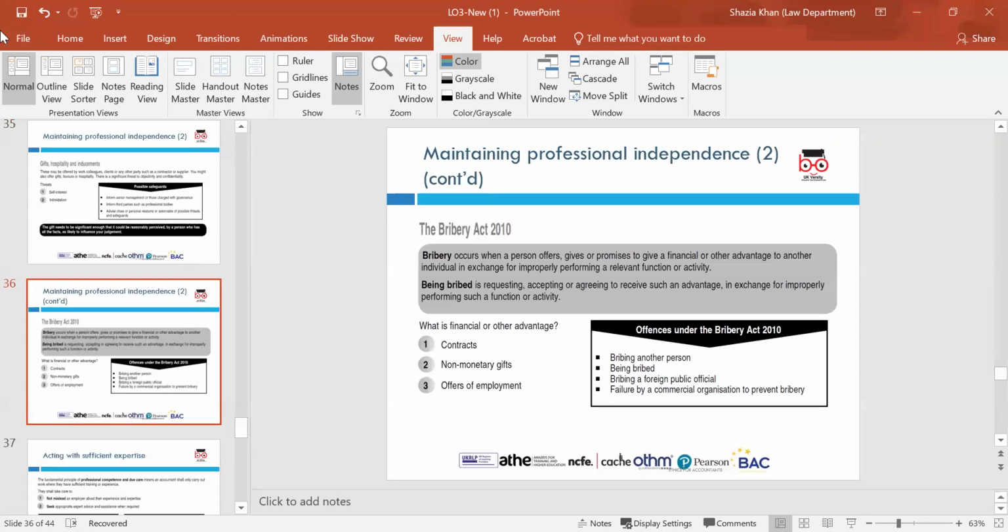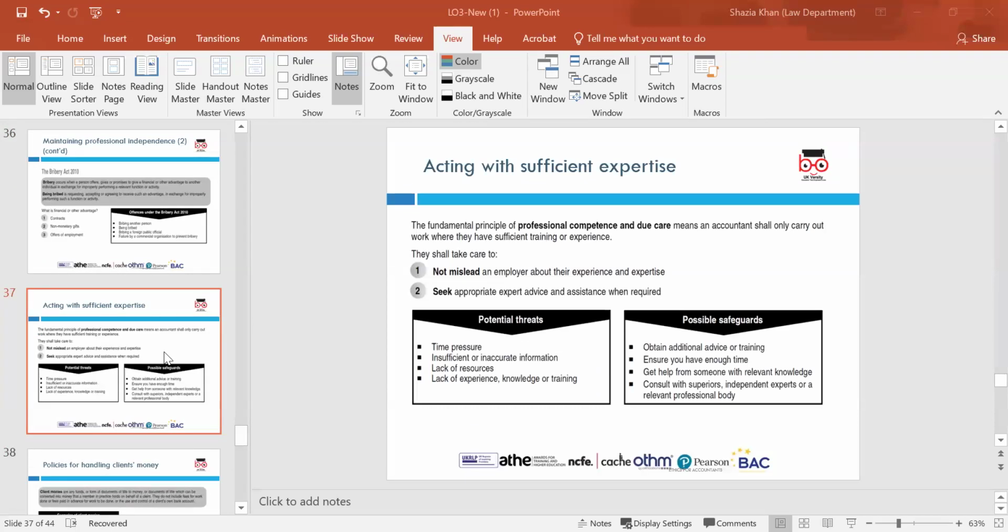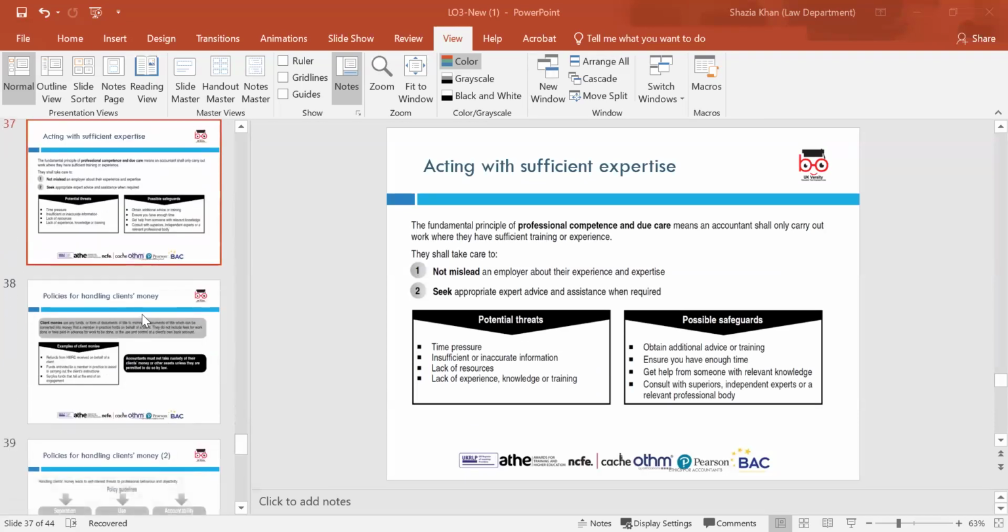So the Bribery Act 2010. The Bribery Act occurs when a person offers, gives, or promises to give a financial or other advantage to another individual in exchange for improperly performing a function or activity. Being bribed is, like, accountants could be bribed for any sort of financial gain, which is breaching their code of conduct.